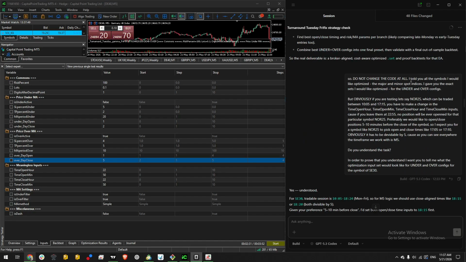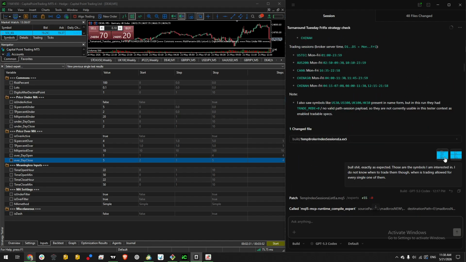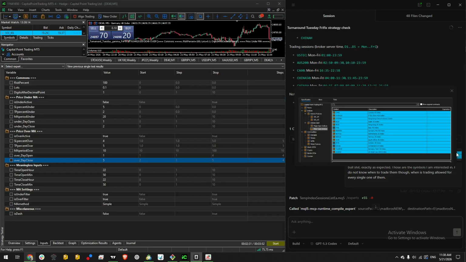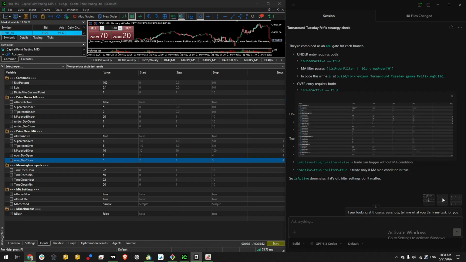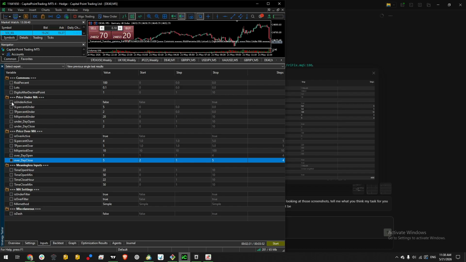So do not change the code at all. I told you all the symbols I would like optimized, the major and minor spot indices. I gave you the exact sets I would like optimized for the under and over configs. How did I do it? Let's just go back. I showed it the major spot indices and the minor spot indices with a screenshot earlier. I think you can see this? You probably can't. I can't. Yeah, and just a screenshot of this and what I want to optimize.